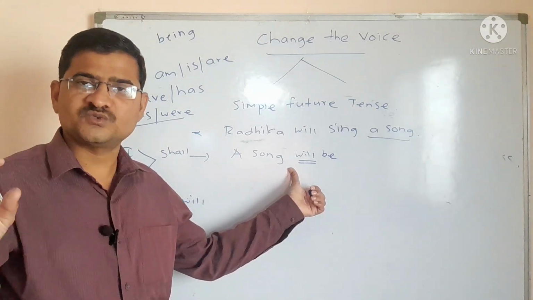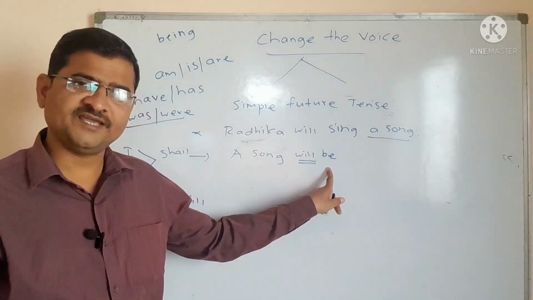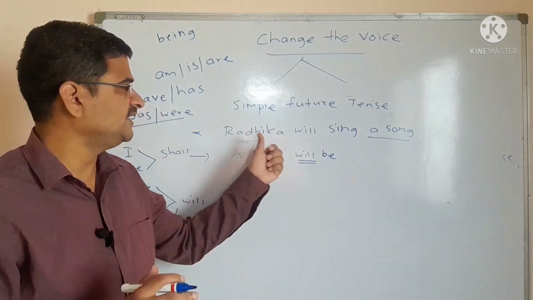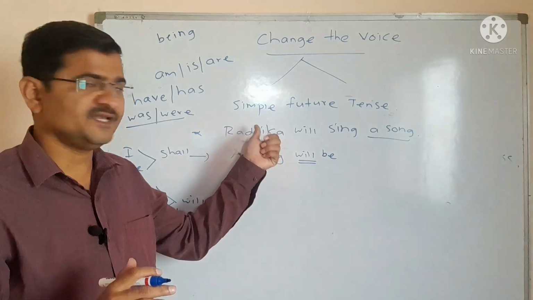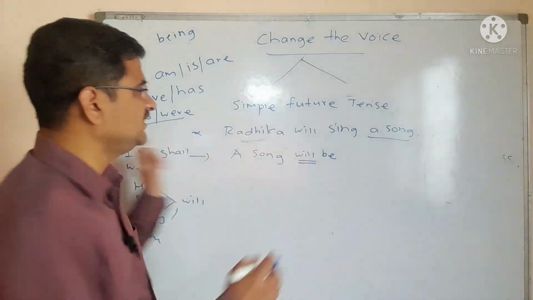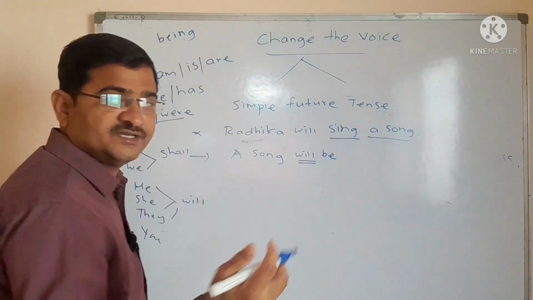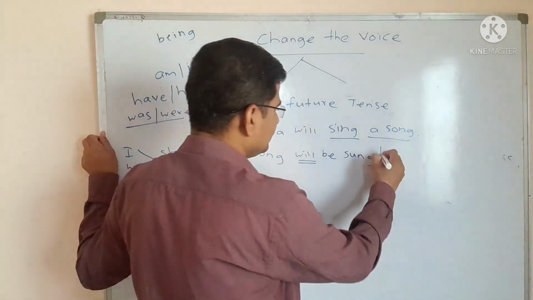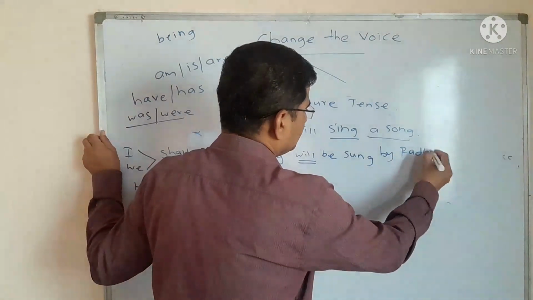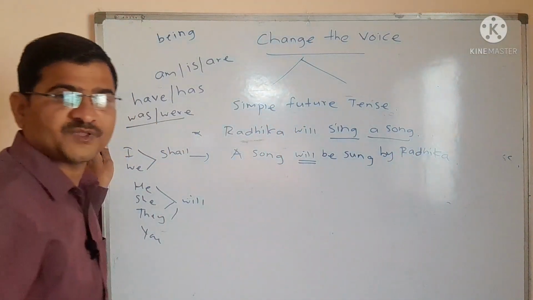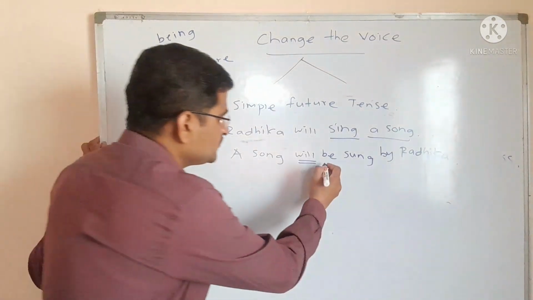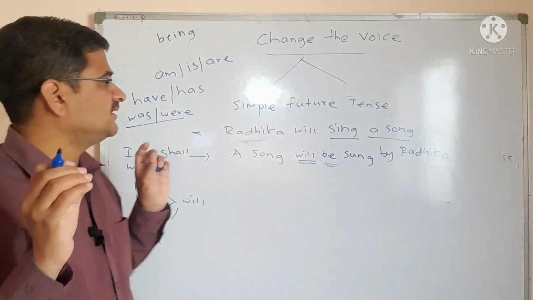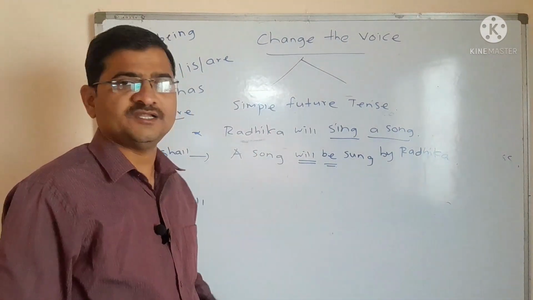After that you have to use one word, that is be. Every time be will come in the passive voice when you are converting sentences of simple future tense of active voice. A song will be, then you have to use the V3 form of sing, that is sung, S-U-N-G. A song will be sung by Radhika, very simple. Here you have to use the word be in the passive voice while converting sentences of active voice of simple future tense.